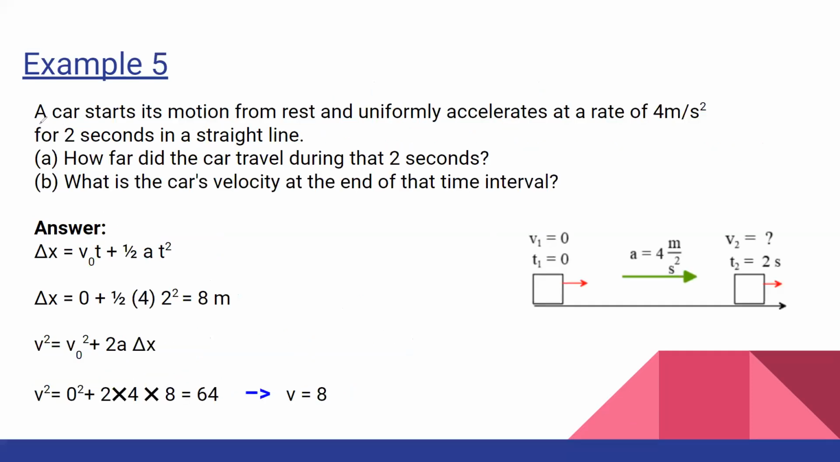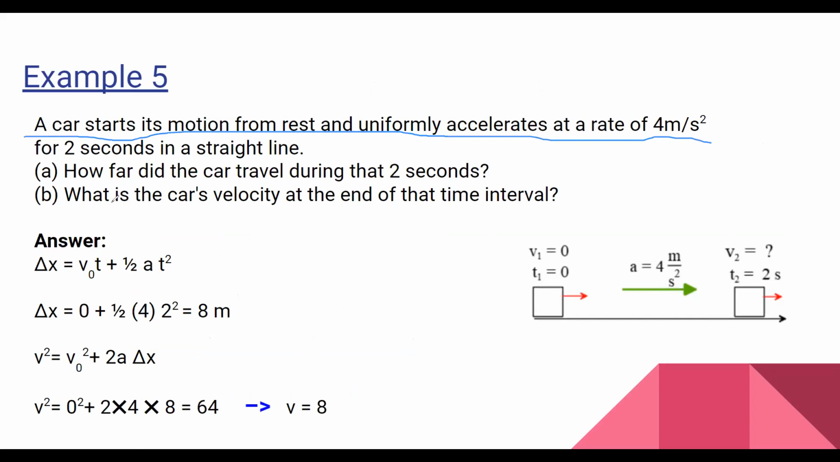A car starts its motion from rest and uniformly accelerates at a rate of 4 meters per second squared for 2 seconds in a straight line. So we know from the words from rest that V initial is 0. So we can put it as that. We know A is constant because the word uniform is there. Uniform here means that the acceleration is constant. So we can denote this as A.